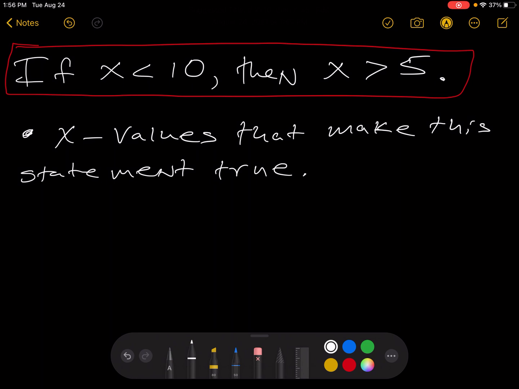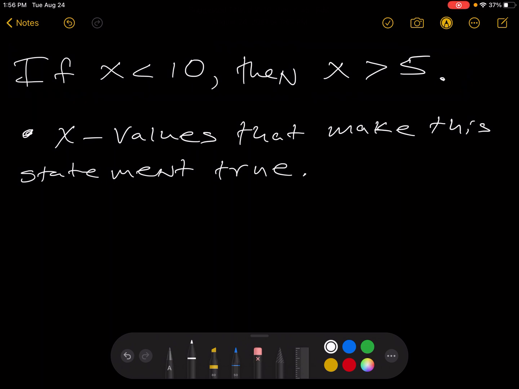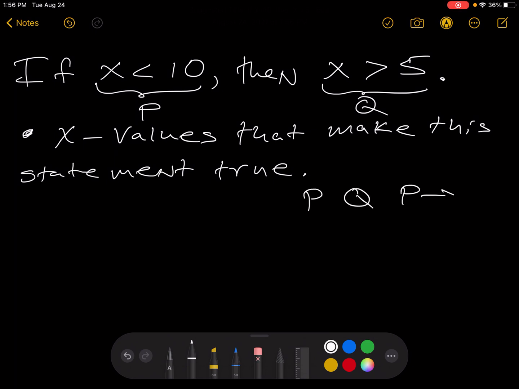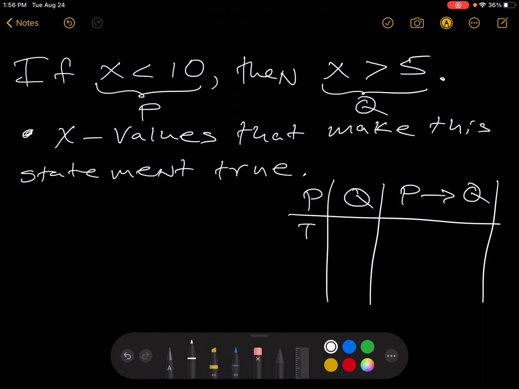All right, so the way to go about this is to use our definition of a conditional statement. This is the P, and this is the Q. Remember, P implies Q, and so really this is of the form P implies Q. So first thing to do, write out the truth table. P, Q, P implies Q. True, true, false, false, true, false, true, false. Only false there, true everywhere else.